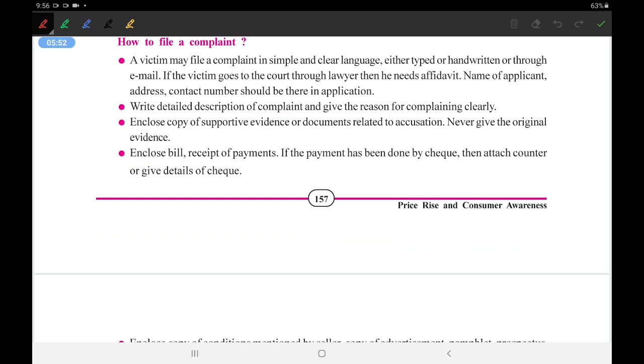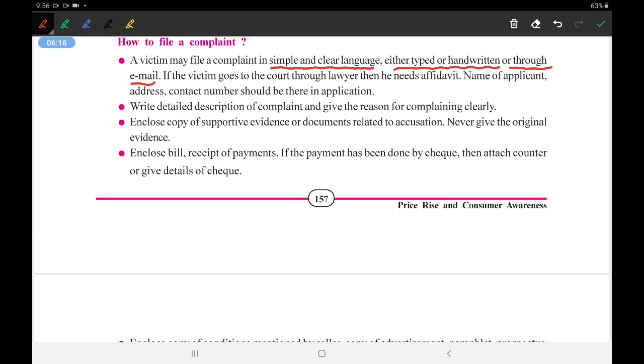Okay, very important, how to file a complaint. A victim may file a complaint in simple and clear language. It doesn't have to be very legal. He has to file in very simple language, either typed or handwritten. See, it is not compulsory to have a typed letter, but you can write it handwritten or through an email also. Now, as it is a digital era, email is also accepted.